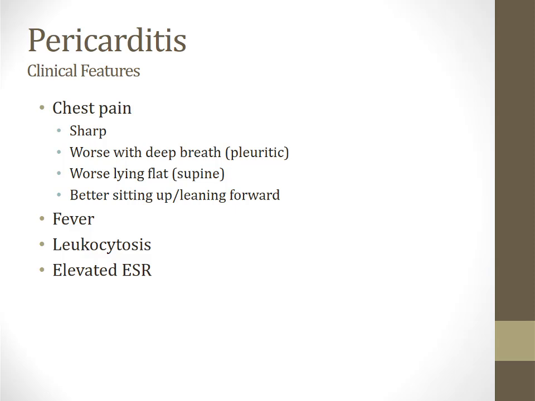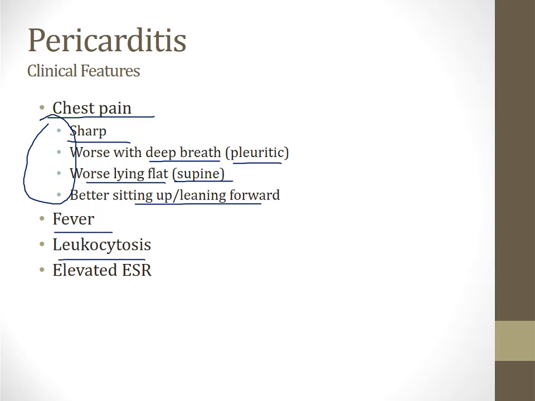So you need to understand the symptoms of pericarditis. The major symptom of pericarditis is chest pain, and it has very unique features that are different from ischemia. The chest pain of pericarditis is usually sharp. It's worse with a deep breath. This is called pleuritic pain. It's worse when patients lie flat, which is supine, and it's better when they sit up or lean forward. And all of these features are usually not seen in coronary disease. In addition, because this is an inflammatory condition, you may see fever or elevated white blood cell count or an increased erythrocyte sedimentation rate, all signs of systemic inflammation.